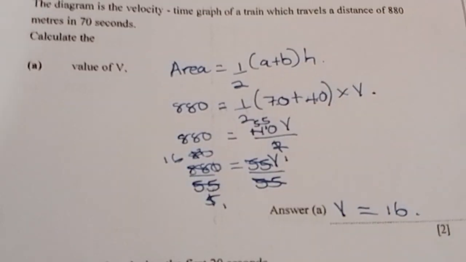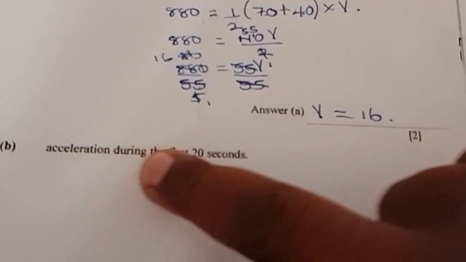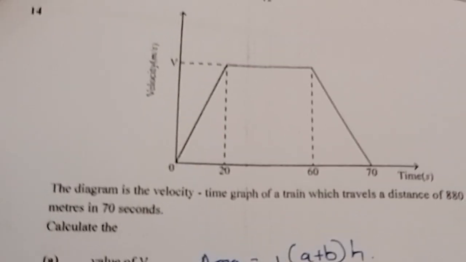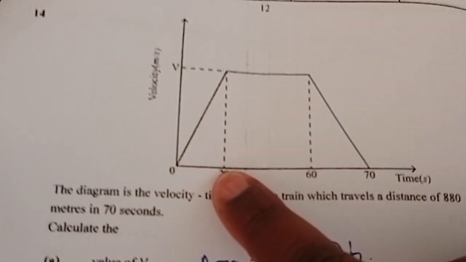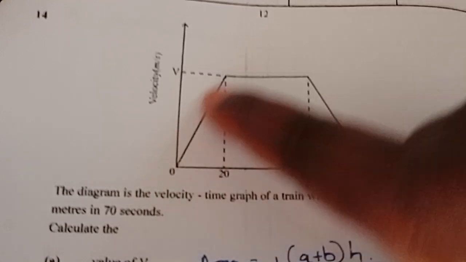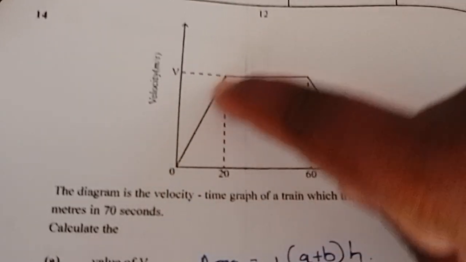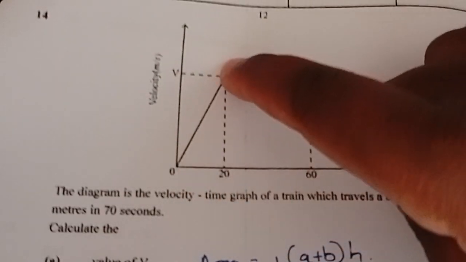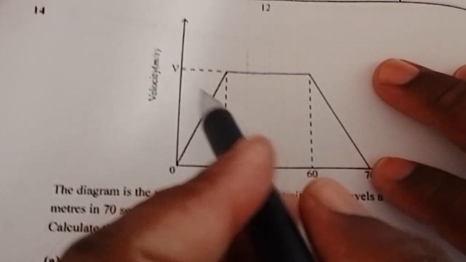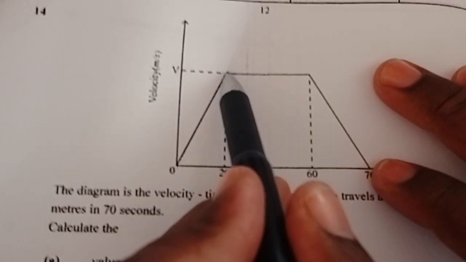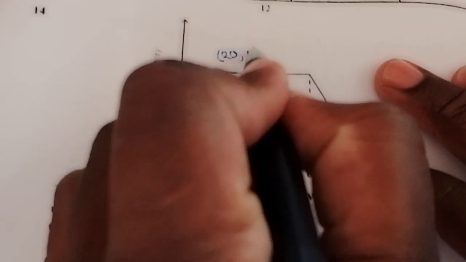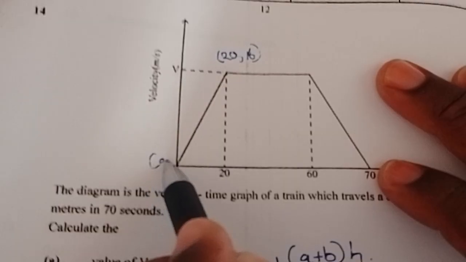Right, so the next part, we are told to find the acceleration during the first 20 seconds. To find the acceleration on a velocity time graph, this is the phase of the first 20 seconds. This is the graph of the first 20 seconds. So to find the acceleration, we find the gradient there. We now know that v is 16, so the coordinates of this point are 20, 16. Then this is 0, 0.